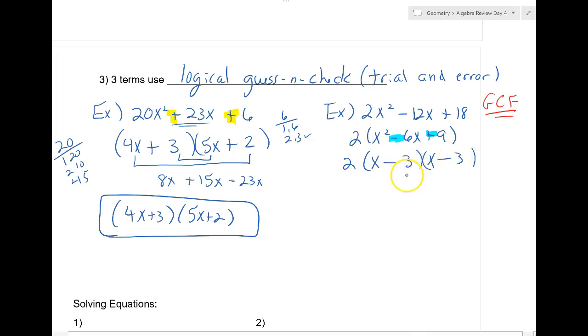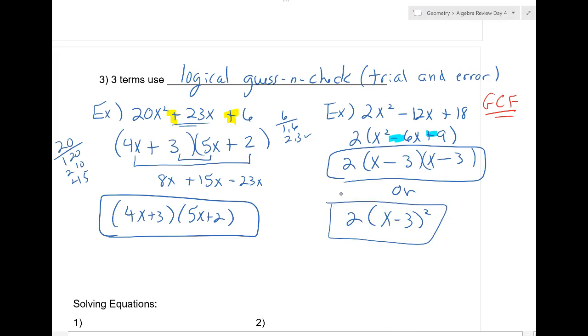And you can double check again. Negative 3x outside, negative 3x. Well, negative 3x plus negative 3x, negative 6x. We have it correct. Don't forget you need the 2. You could also write it, if you wanted to, as 2 times the quantity x minus 3 squared. That's another way of saying the same thing.